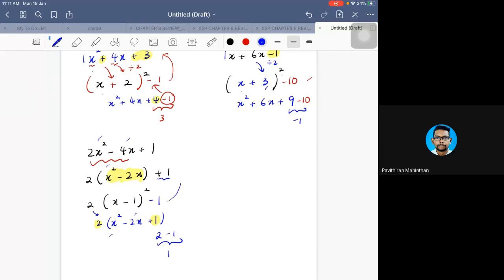And of course kalau I kembang ni balik, so it's going to be the original function. So dia akan jadi 2x square tolak 4x tambah 1 darab 2. So 2 tolak 1, so dia akan jadi 1 balik. So that is how the idea of macam mana you buat completing the square tanpa menggunakan formula.